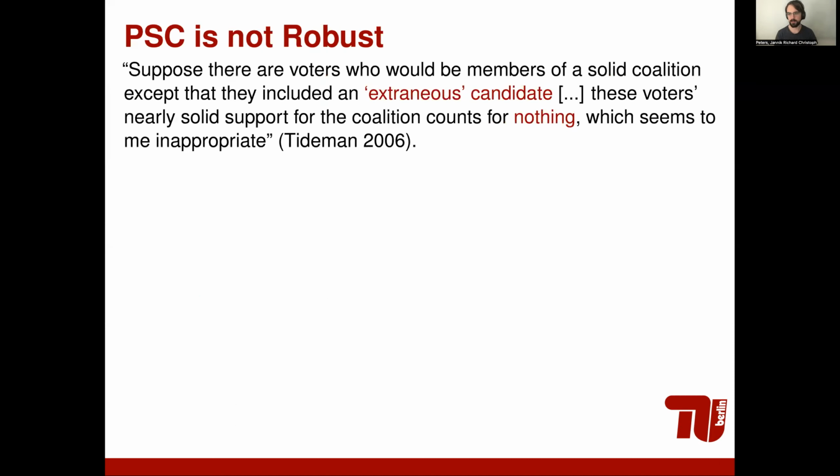Now, this proportionality axiom has a downside. Namely, and this was noticed, for instance, by Tiedemann in 2006, it is not very robust. So this requirement that they form a solid coalition or have the same prefix is not very robust to changes, right? If you just add a single candidate in one of the voters, this would destroy the solid coalition, since they would suddenly no longer have the same prefix.